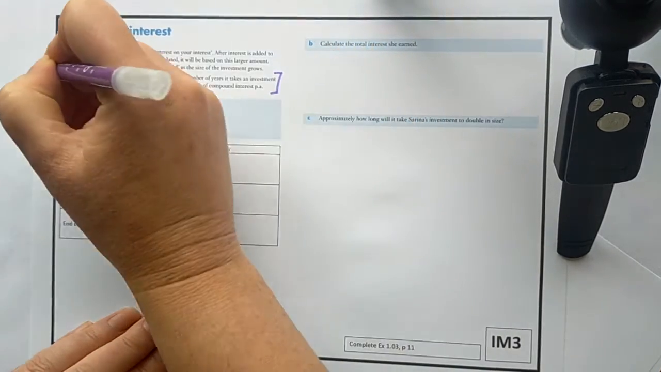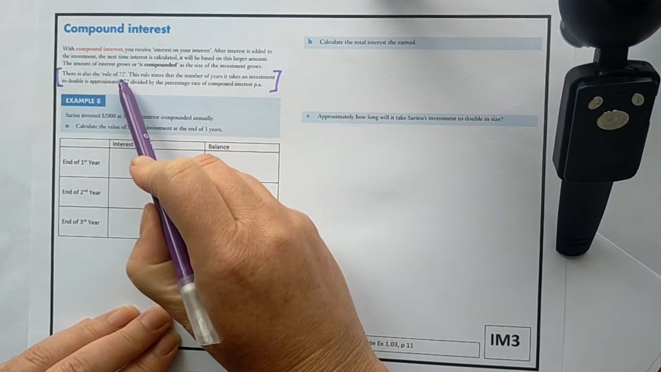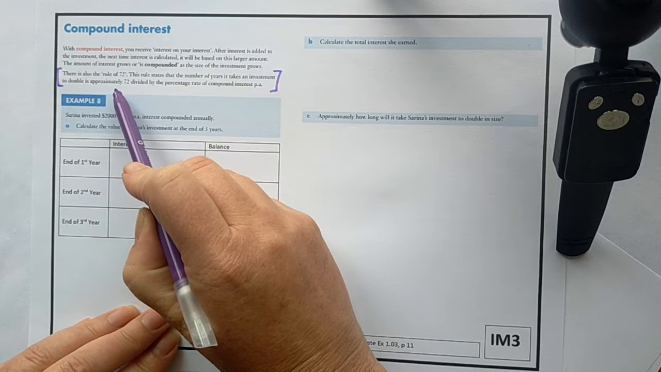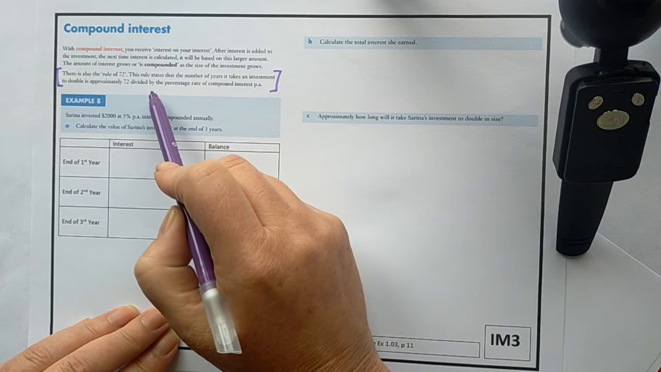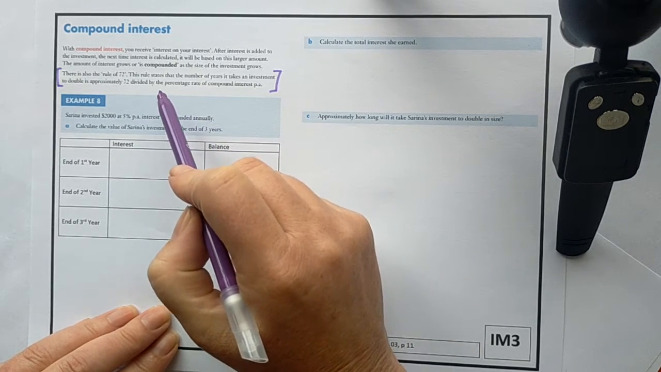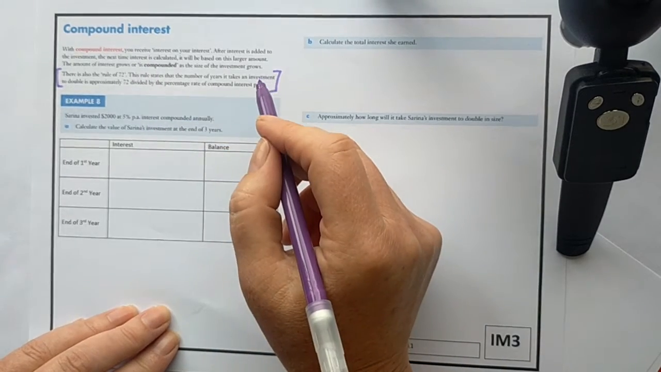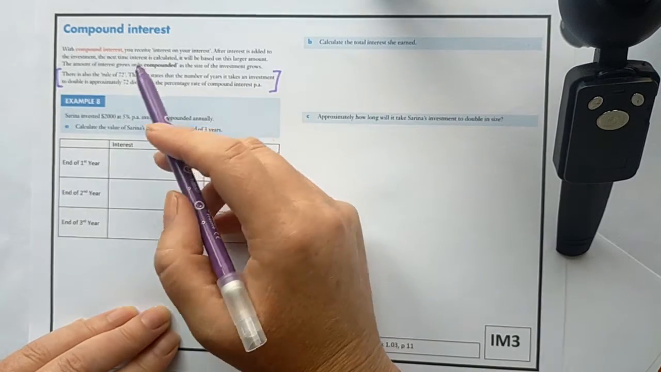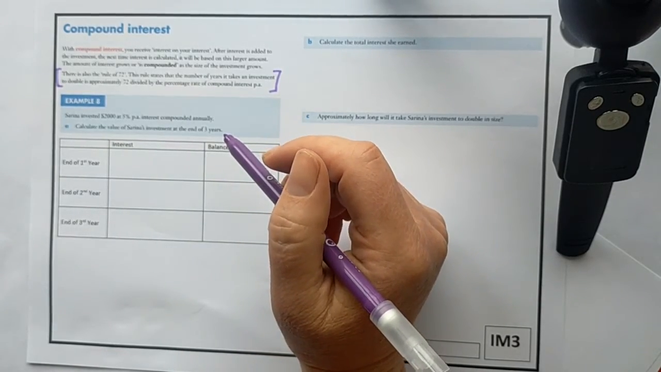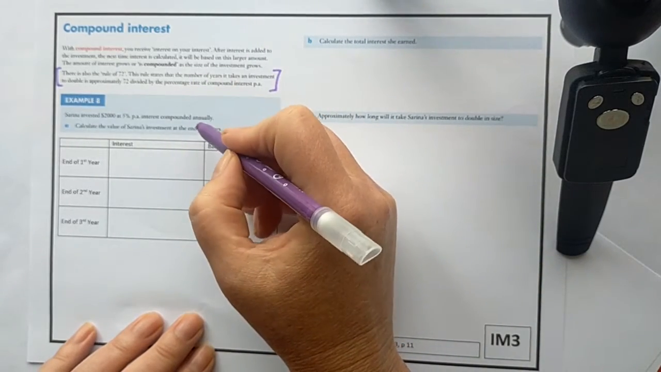This other statement here is also really important. There's the rule of 72, and that rule says that the number of years it takes an investment to double is approximately 72 divided by the percentage rate of the compound interest per annum. So you can work out how long, if you had $5,000 and you needed it to be $10,000 because you wanted to buy a car, you can use this rule of 72 to work out how many years it will take you to reach that goal. So we look at that over in part C of our example today.